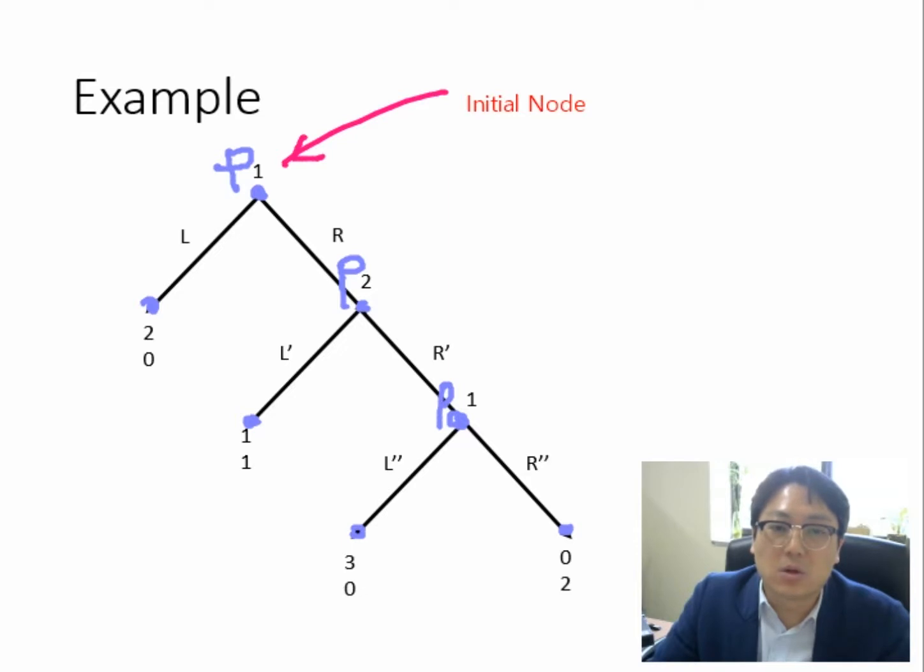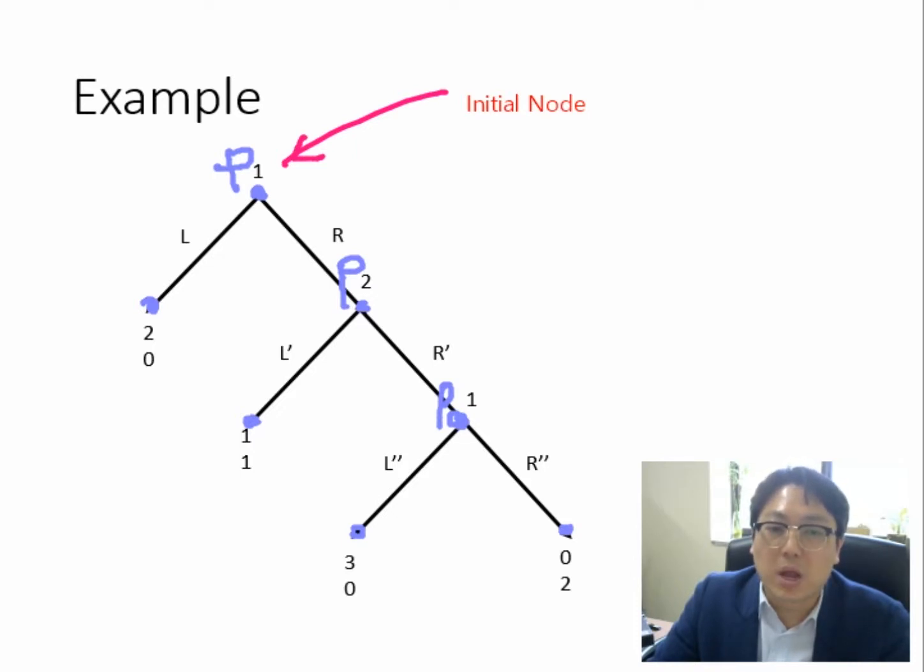If the first player chooses L, then this game proceeds in this direction and the game ends. If the first player chooses R, then the game proceeds to the right and they will reach that node, and the second player can choose between L prime or R prime. Once the game reaches that node, if the second player chooses L prime, the game will proceed in this direction and the game ends.